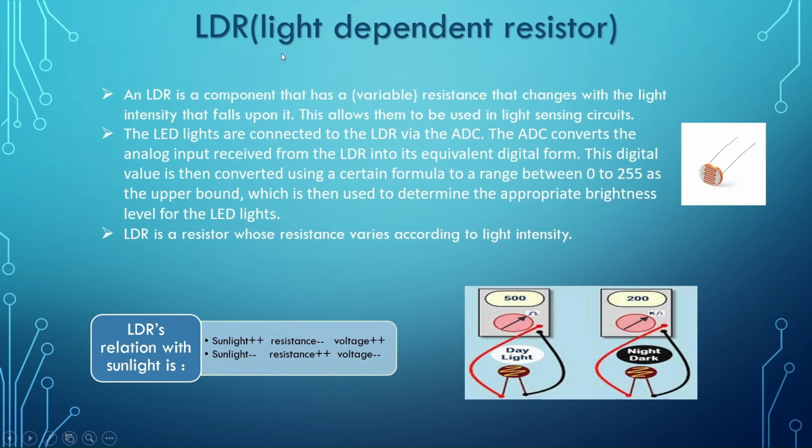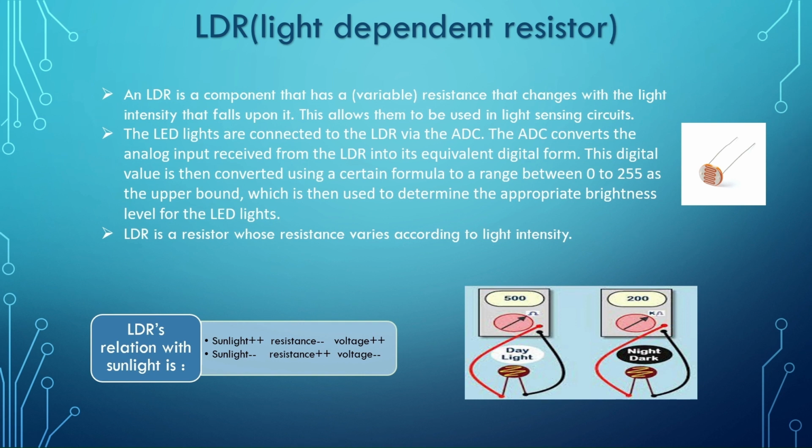Next is LDR, that is light dependent resistor. An LDR is a component that has a resistance that changes with the light intensity that falls upon it. This allows them to be used in light sensing circuits. The LED lights are connected to the LDR via the ADC. The analog to digital converter converts the analog input received from the LDR into its equivalent digital form. This digital value is then converted using a certain formula to range between 0 and 255 as the upper bound, which is then used to determine the appropriate brightness level for the LED lights.